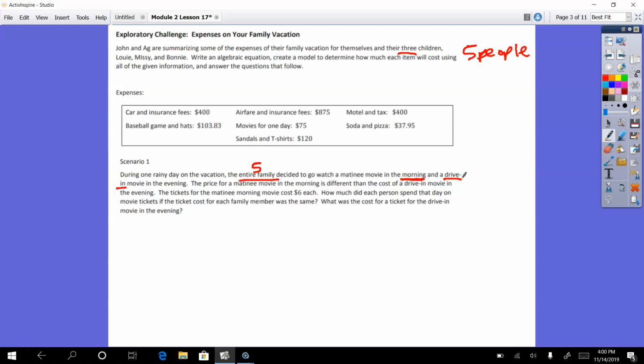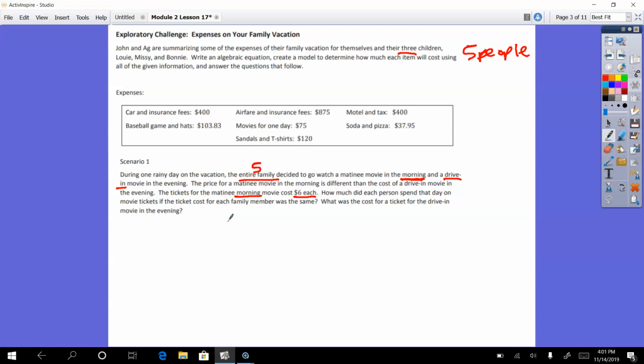The price for a matinee movie in the morning is different than the cost of a drive-in movie in the evening. The tickets for the matinee morning cost $6 each. So in the morning it was $6 each. How much did each person spend that day on movie tickets if the ticket cost for each family member was the same? What was the cost for a ticket for the drive-in movie?